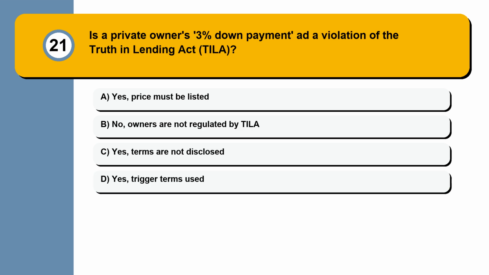Question 21. Is a private owner's 3% down payment a violation of the Truth in Lending Act, TILA? Yes, price must be listed. No, owners are not regulated by TILA. Yes, terms are not disclosed. Yes, trigger terms used.